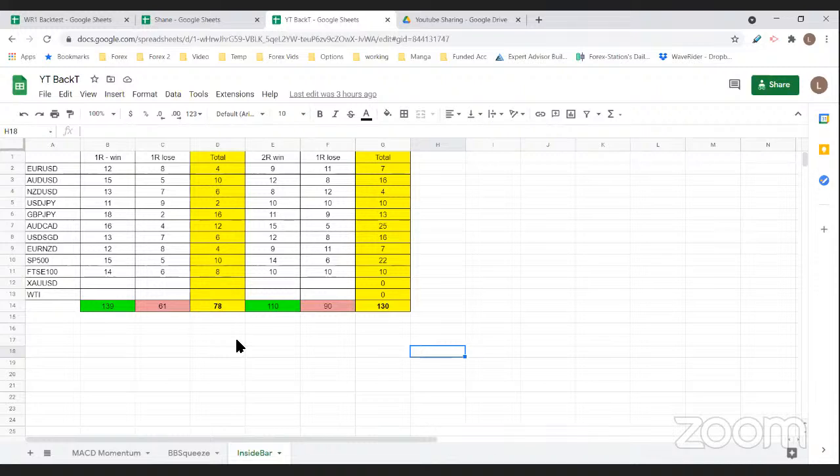Yeah, as always, 1R will have higher wins. I got 139 wins compared to 110 wins. Then 2R, of course, you will get higher losses. That's again to be expected.